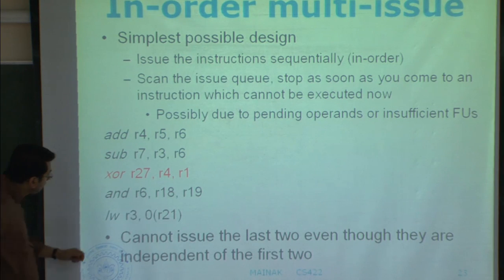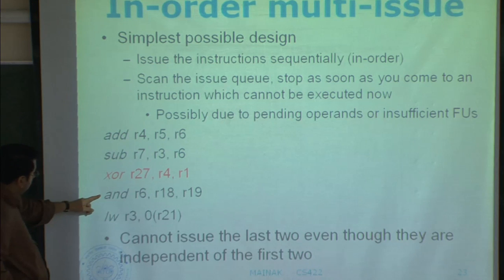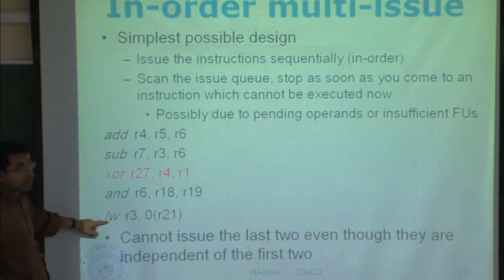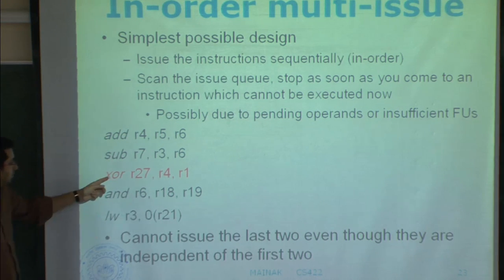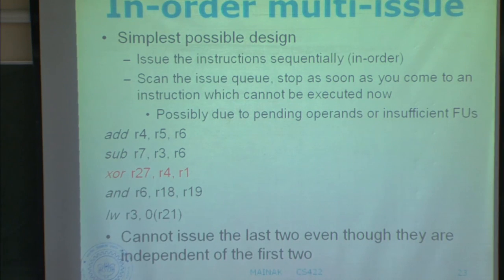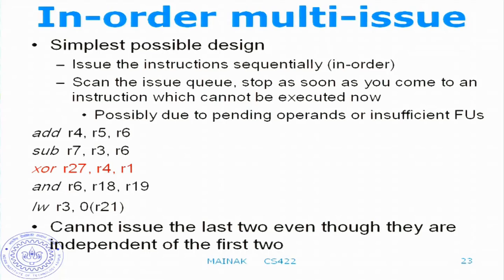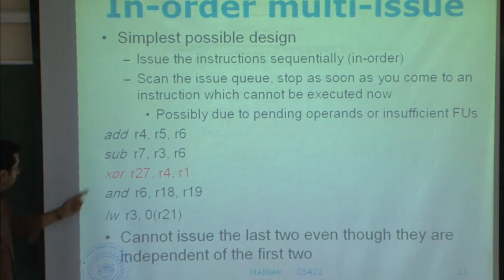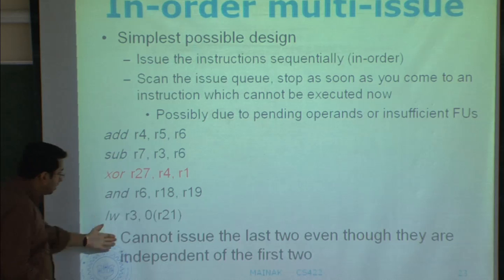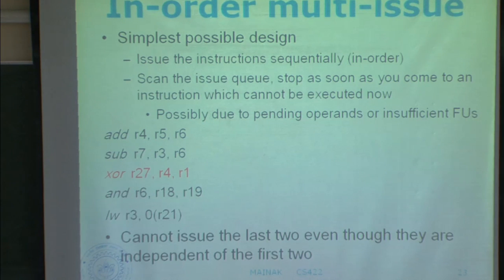These two are also independent. An out-of-order scheduler would pick these four instructions, except the red one, and execute them in a cycle. An in-order scheduler would issue only these two in this cycle because it cannot violate the execution order. In the next cycle, it will probably pick up these three and issue them. Is there a difference here? You cannot issue the last two even though they are independent of the first. That's what you lose when you do in-order issue.